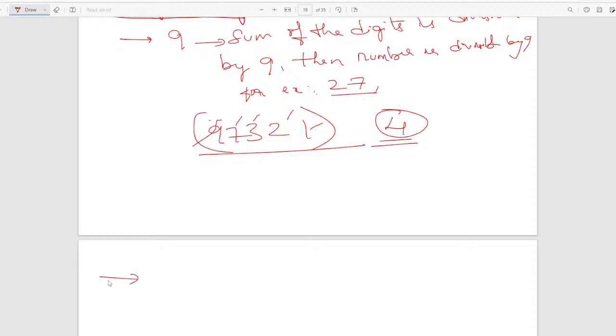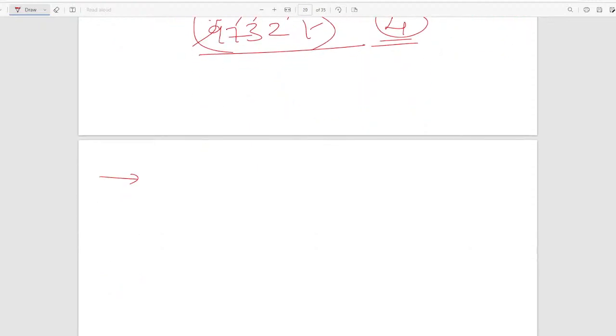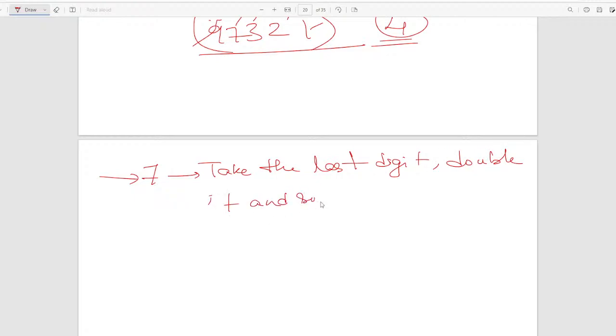So take down the rule for 7. A number is divisible by 7 if you take the last digit, double it, and subtract it from the rest of the number.